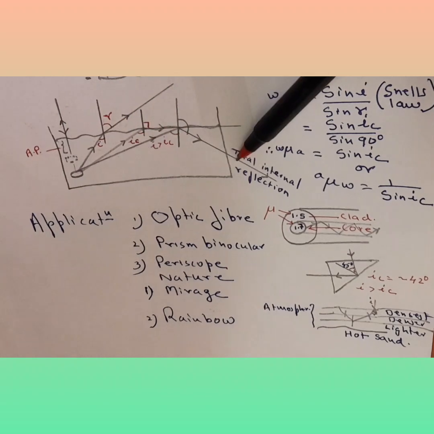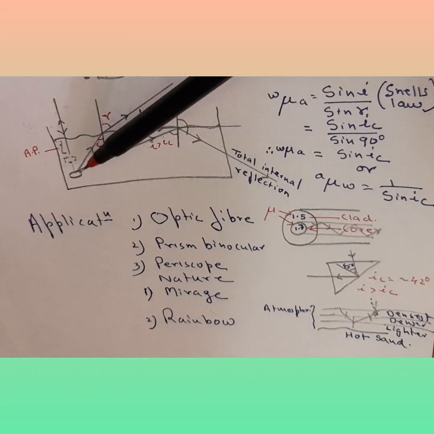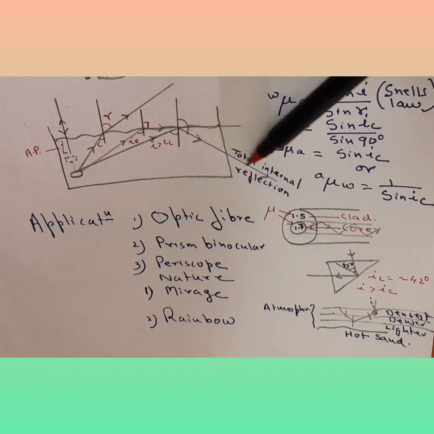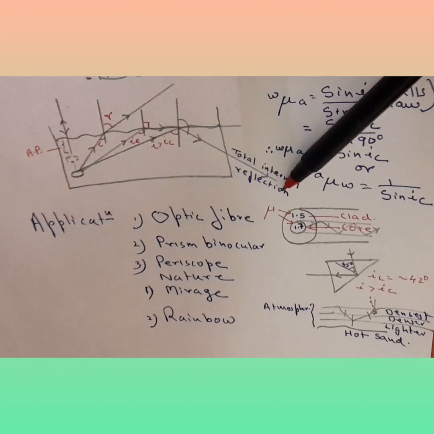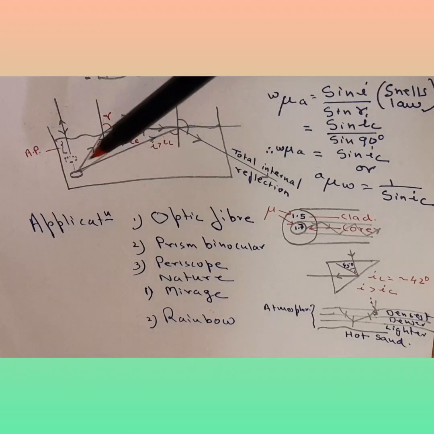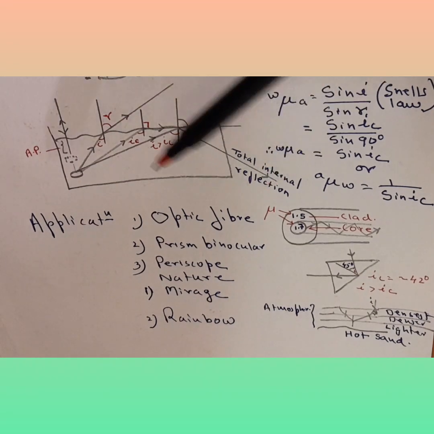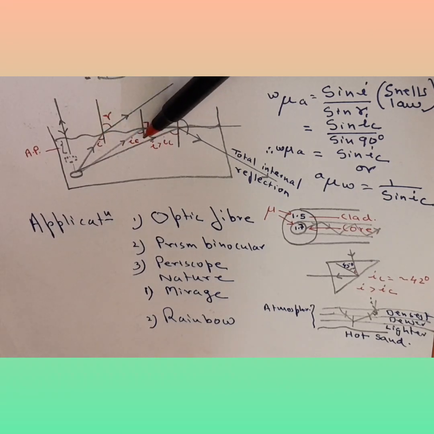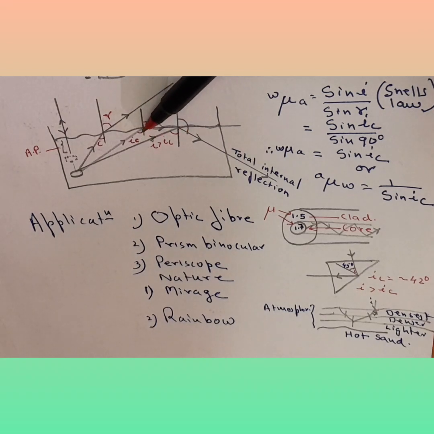Now when I go further down there, what happens? This is the angle of incidence now, and this is the angle of refraction. But that angle of refraction is so high that it is reflected in water. Alright, so what's happening? As I keep on moving from here to here to here to here, the angle of incidence, if you observe, keeps on increasing. This angle of incidence is greater than this angle of incidence, and this angle of incidence is greater than this angle of incidence.